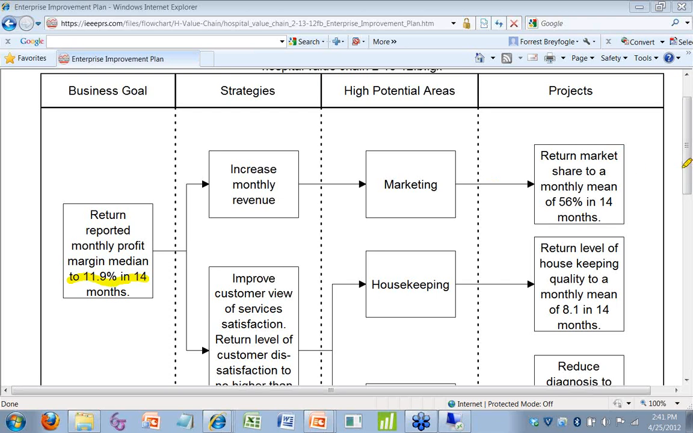Well, what we're going to do is increase our monthly revenue. So this is the top line, because we're going to have a lot of fixed costs that have got to be covered whether we have a few patients or many. And how we're going to do that is we're going to focus our efforts on marketing, and we want to return our market share to the value we had before. So that becomes a goal.